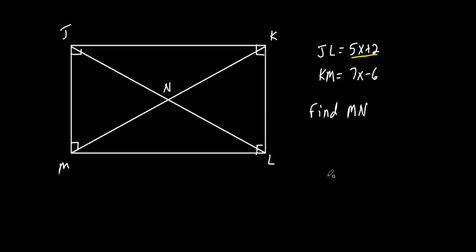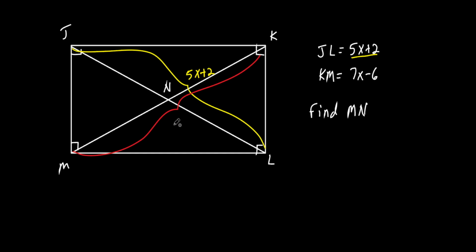So what are you going to do with the picture? Well, first of all, let's put them on the picture, okay? So JL, where's JL? JL is this whole thing, isn't it? So it's this whole thing right there. That's JL. That's 5x plus 2. We good? They make this super easy, actually. I thought they were going to make it a little bit harder. They make it really easy. And then they also tell you KM.